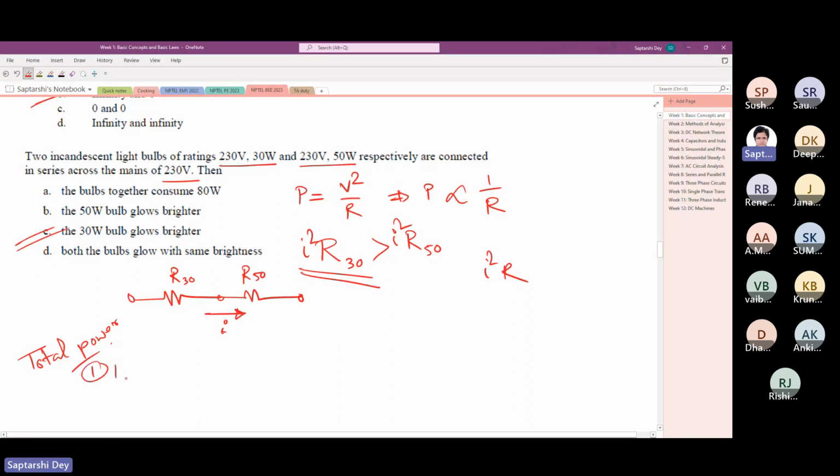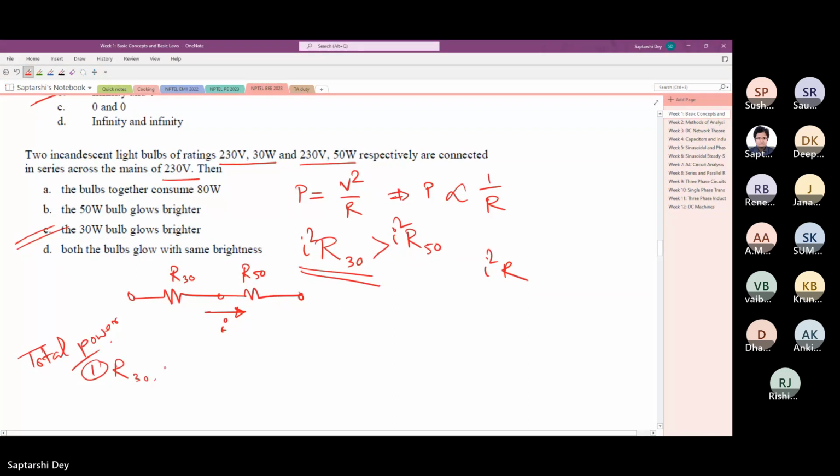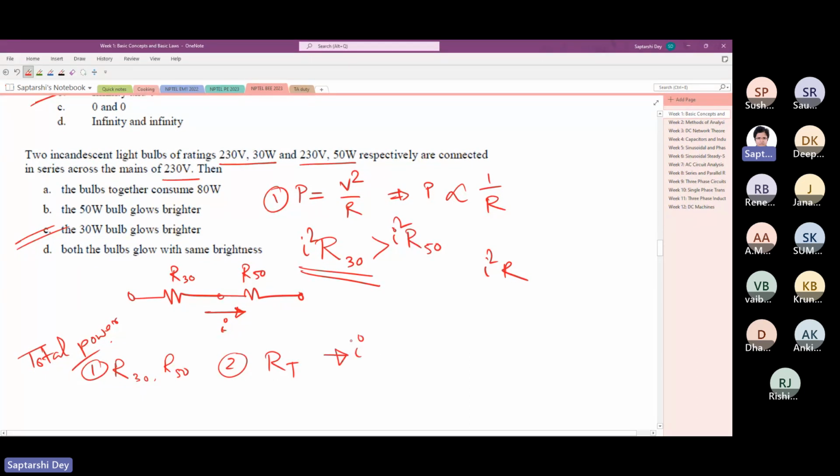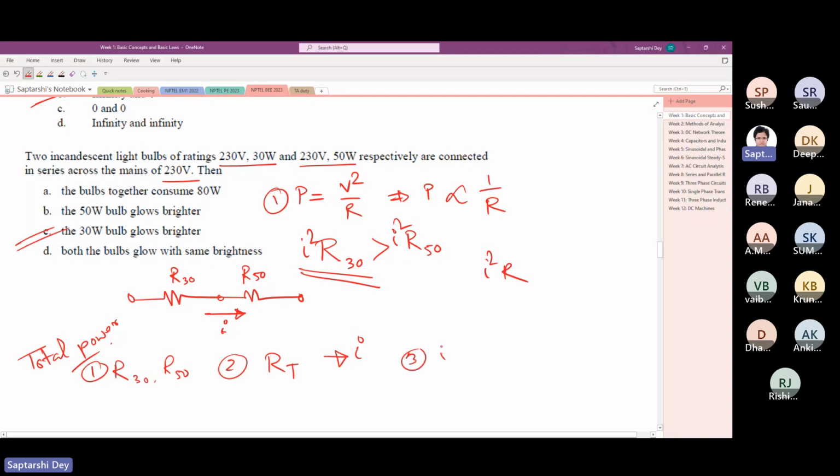First step is to find the resistances R. You can find them from this equation. Once you have the resistances and connect them in series, you have the total resistance. From here you can find the total current I that is flowing. Now the total power is I squared times this plus this.